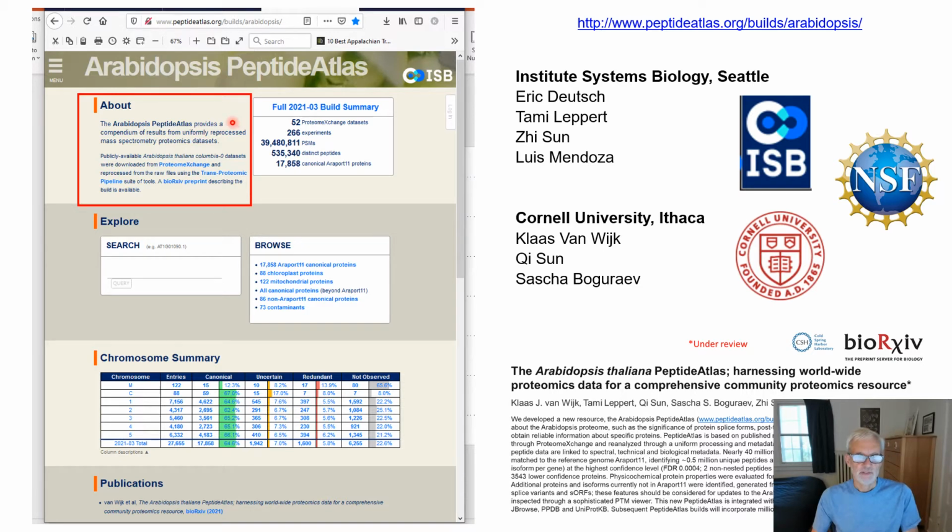The Arabidopsis PeptideAtlas provides a compendium of results from uniformly reprocessed mass spec proteomics datasets. What we do is we download datasets from ProteomeXchange and reprocess the raw files through the transproteomic pipeline. A preprint is available here that describes the project by archives.